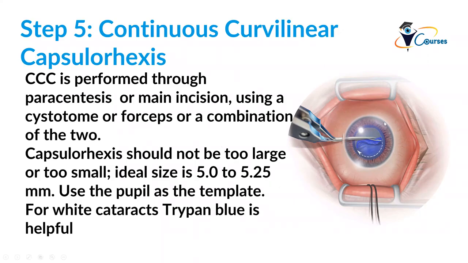The ideal size of the capsulorhexis should be around 5 to 5.5 millimeter. This is best to prevent further complications. So we need an ideal size of 5 to 5.5 millimeter. We need it to be central. We need it to be curvilinear, so it will be continuous with no breaks. This will be the ideal. And if we have difficulty in visualization, we can use the trypan blue stain, as you can see here.